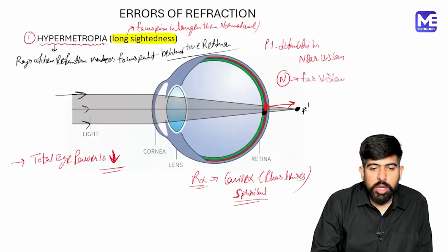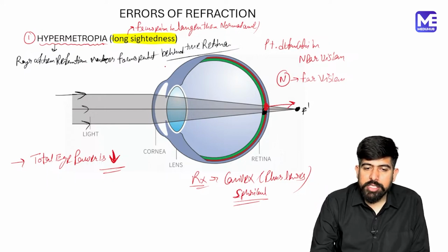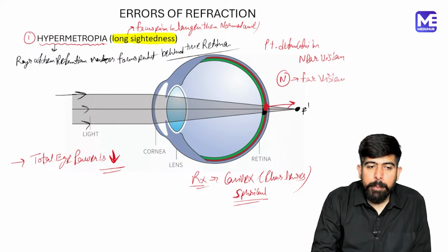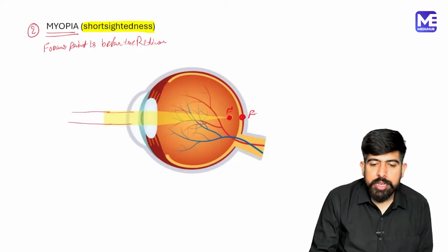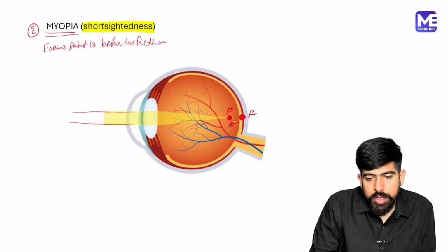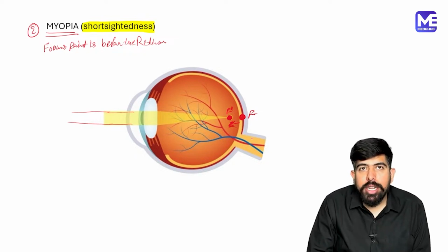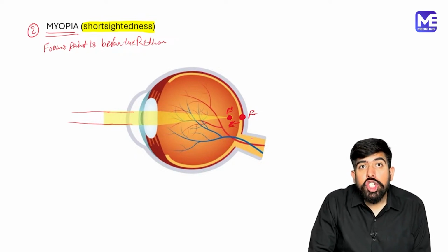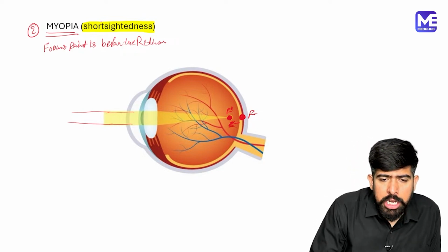Whatever we talked about before, this was longer than the normal one, where the focus point is behind the retina. But in myopia, the focus point is before the retina. If the normal focus point should be over here, this is shorter than that. Yes, it is shorter than normal. So please remember, that's why it is known as short-sightedness.